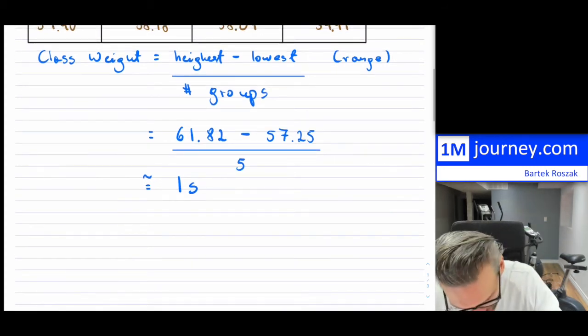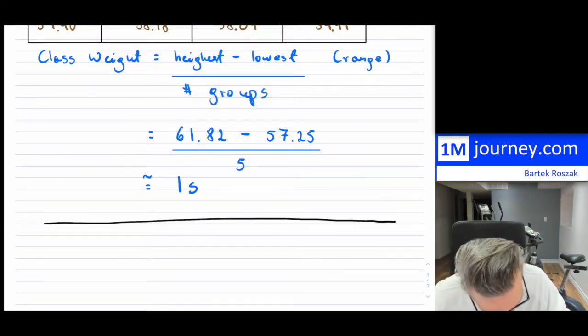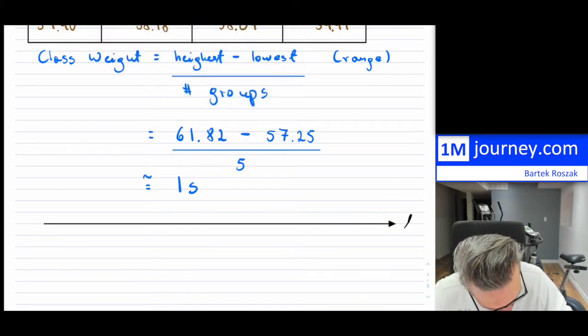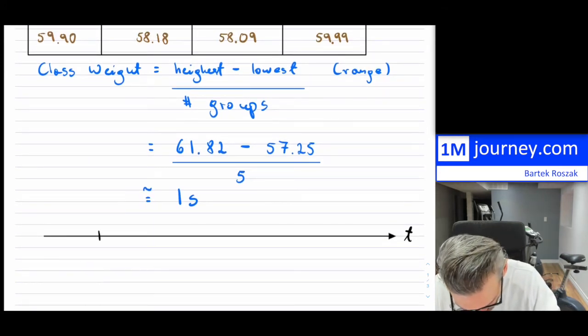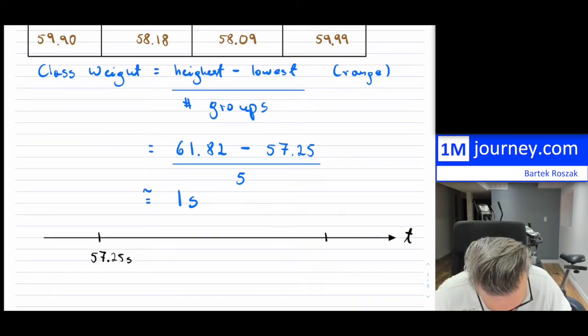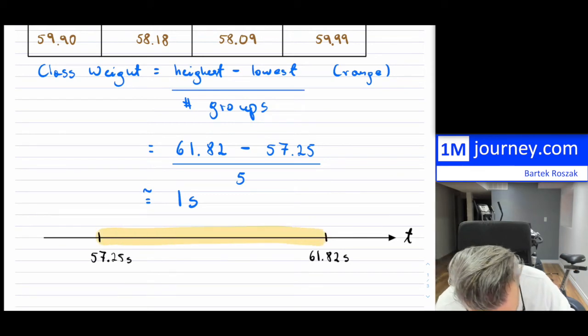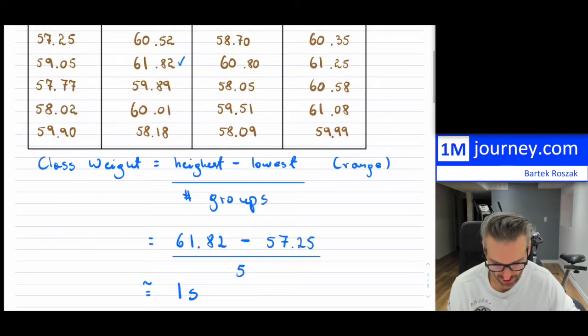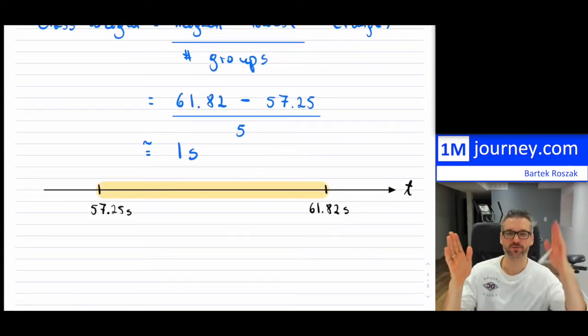So now with this class width, I'm going to show you what this actually means. Here is my time. This is the time data that I have for my swimmers. I know that all the data points, here's 57.25 seconds, and here, let's put 61.82 seconds. What it's telling me is that all of the times fall somewhere between 57.25 and 61.82. They fall somewhere in between there.